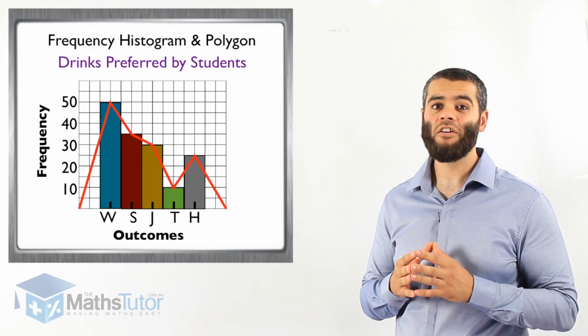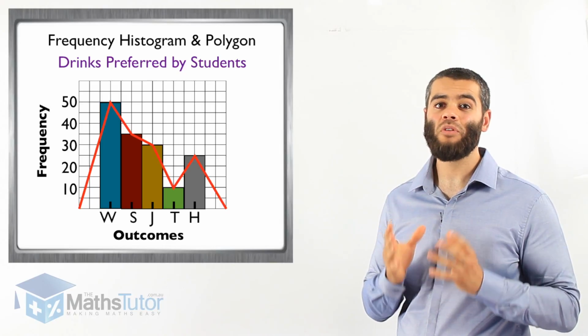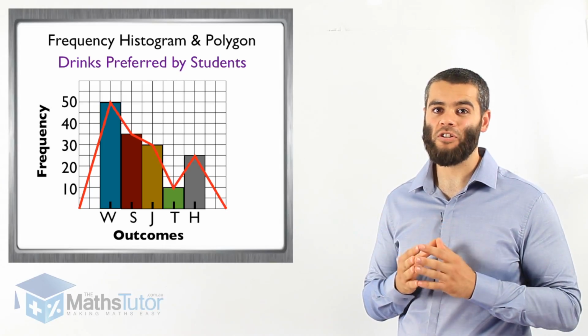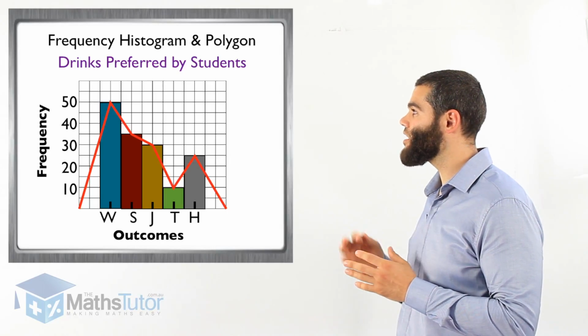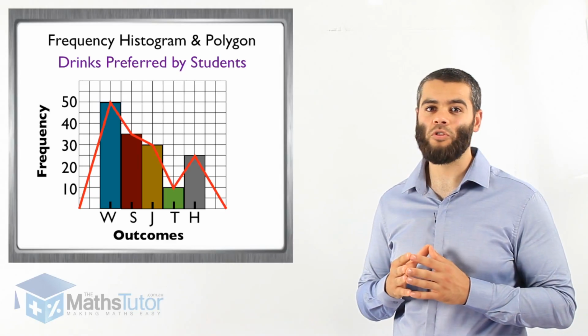Now, in the next lesson, we're going to look at how to analyze the data, the information we have here, displayed in either a frequency histogram and polygon or in the distribution table.